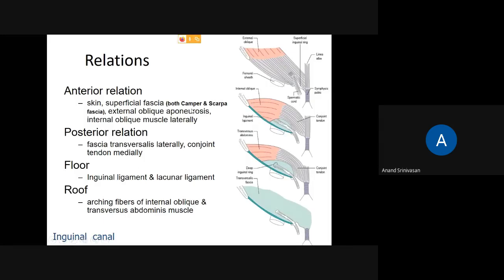The inguinal canal relationship is very important, not only from the anatomical point of view but from the surgical point of view. These questions will be asked even in your final year: describe the inguinal canal and what are its relations. So this you need to know.